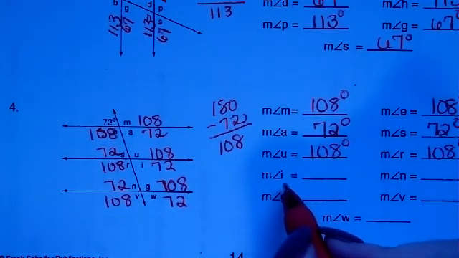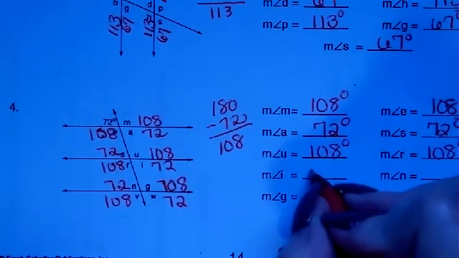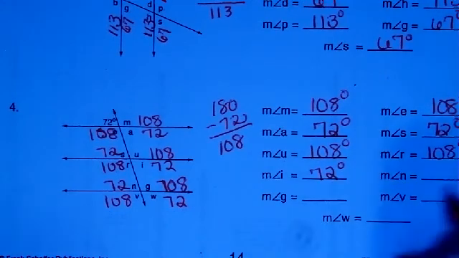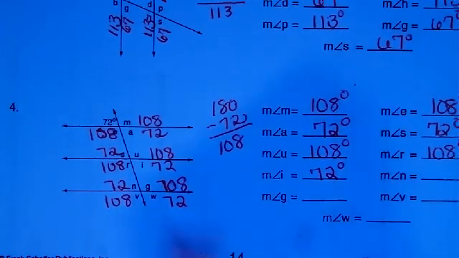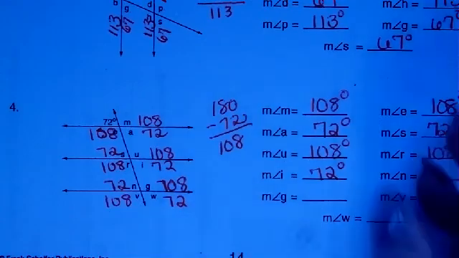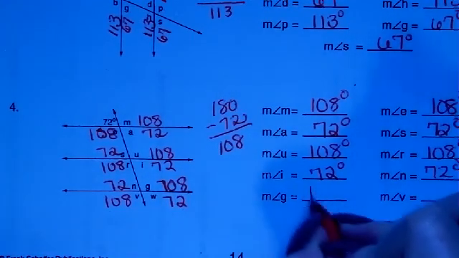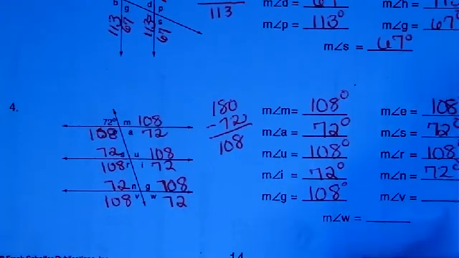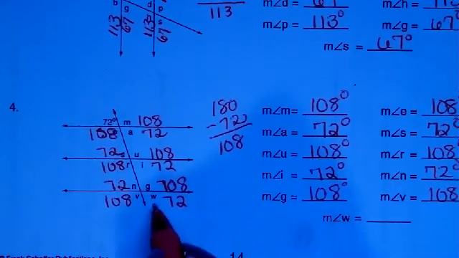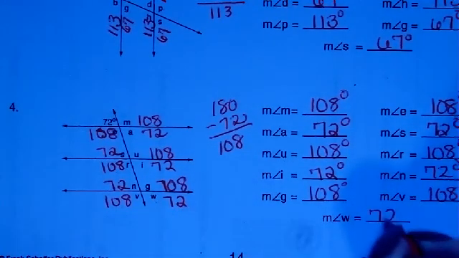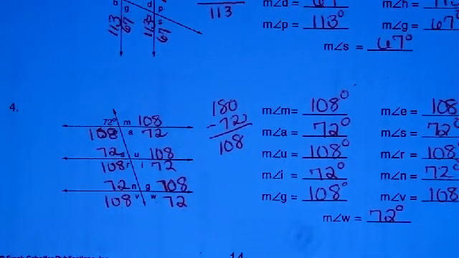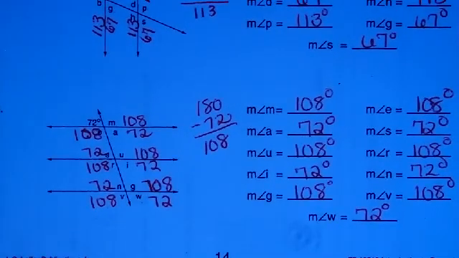The measure of angle I right here is 72. The measure of angle N down here on this bottom little cross, there's 72. Measure of angle G right up here is 108. Measure of angle V down here on the bottom row is 108. And W is the last angle, and that's 72. Now pause your video, get this copied down, make sure this gets into your interactive notebook, and then you can go to Canvas and find your assignment to work on.